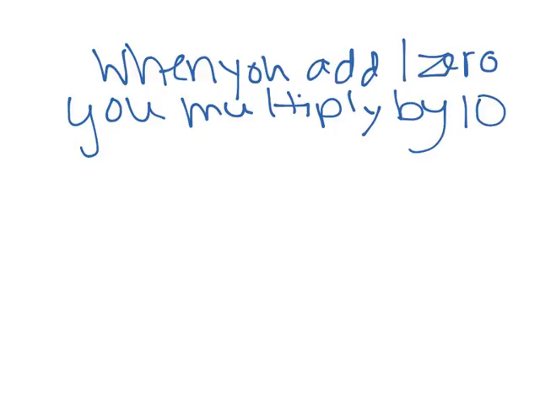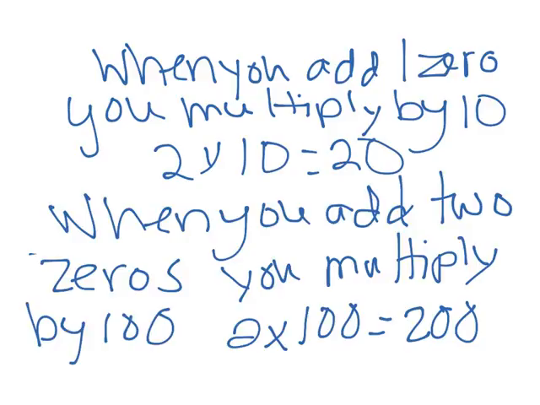So remember, when you add a 0 to any number, you multiply that number times 10. So if you take 2 times 10, it becomes 20. 20 is 10 times bigger than 2. Okay? When you add 2 zeros to the end of any number, you essentially multiply by 100. So 2 times 100 is 200, because 200 is 100 times bigger than 2.